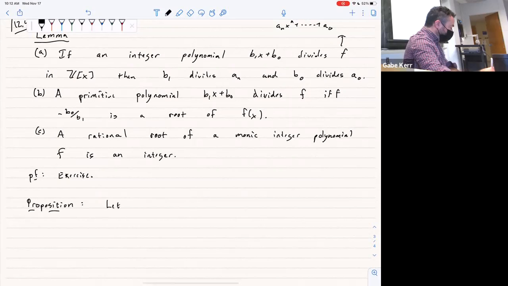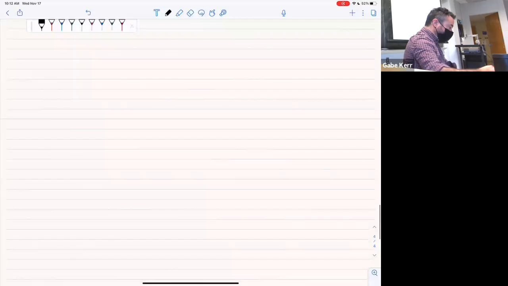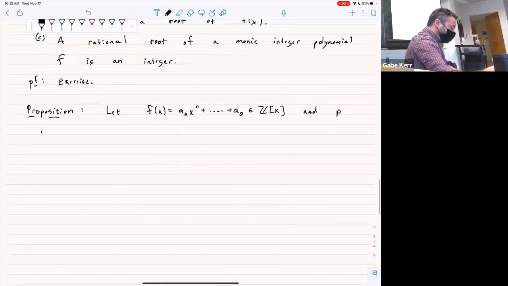Okay, so let's suppose we have an integer polynomial. I'll write it up. Integer coefficients. And we're going to assume that P is a prime integer, and P does not divide the leading coefficient.